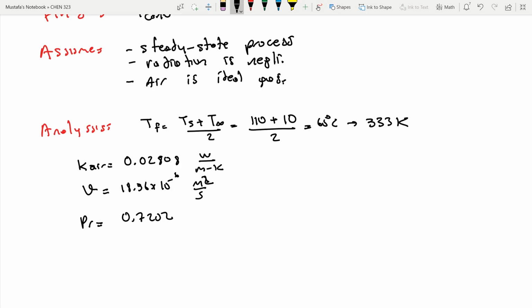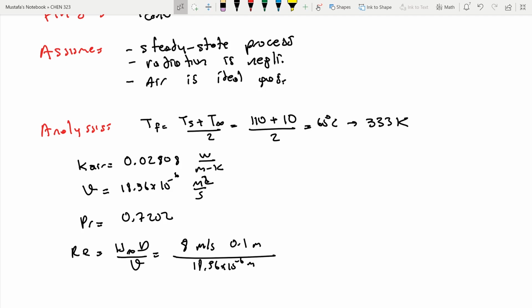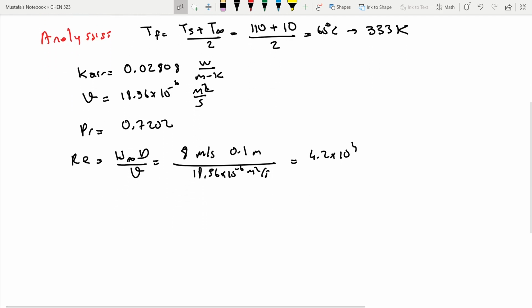So now I would like to calculate the Reynolds number. The Reynolds number will depend on incoming velocity times diameter divided by kinematic viscosity. The air was at velocity of 8 meters per second. The diameter of the cylinder was 0.1 meter. The kinematic viscosity is 18.96 times 10 to the minus 6. So we'll get 4.2 times 10 to the 4. So this is the Reynolds number.